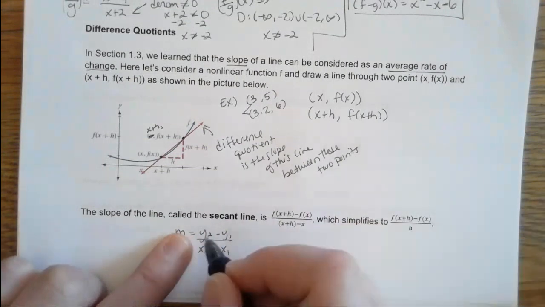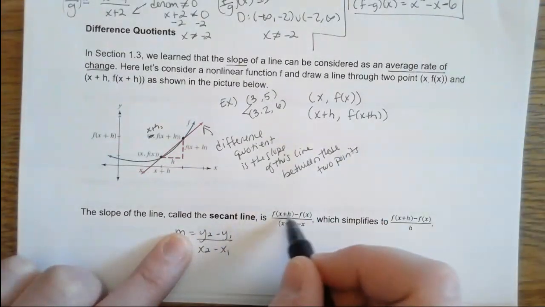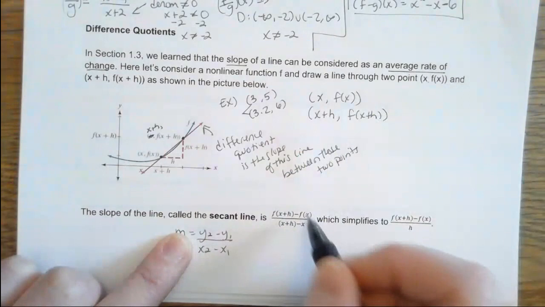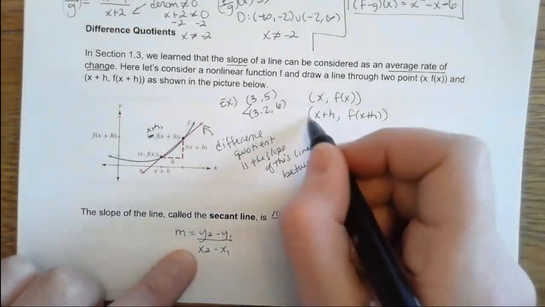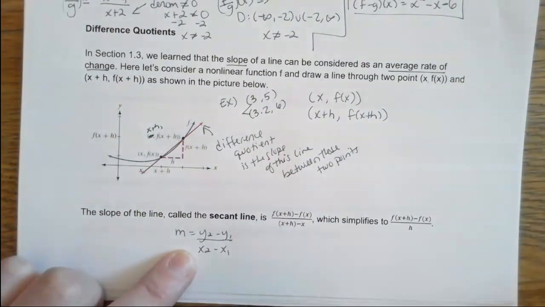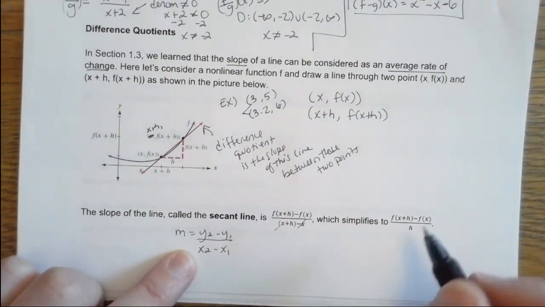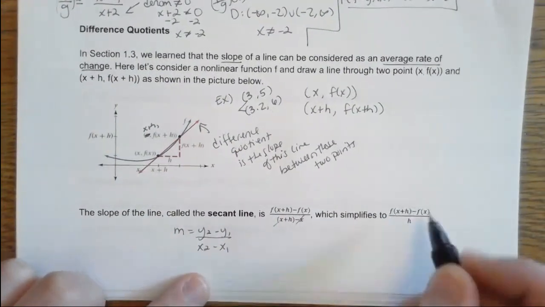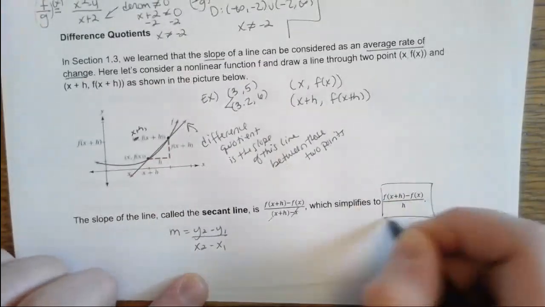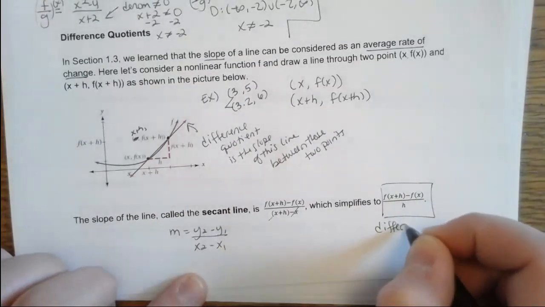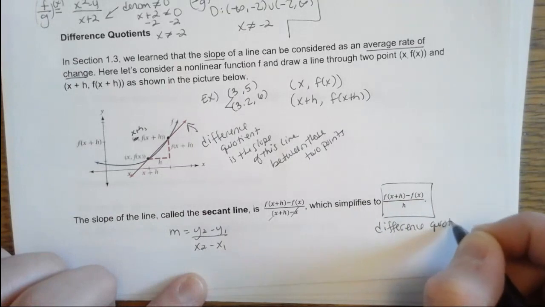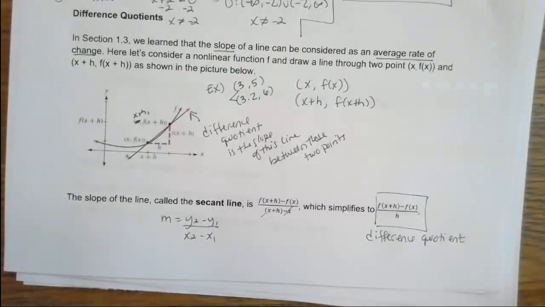So notice here, my y is f of x plus h, and my other y is f of x. And then our x values are x plus h and x. Now when you subtract here, those x's are going to cancel in the bottom, and you are left with this as your final result. And this right here is what we call the difference quotient. Now, for now, there's not really much that we're going to do with it. We're going to work with it next. I'll show you an example and how to simplify it.